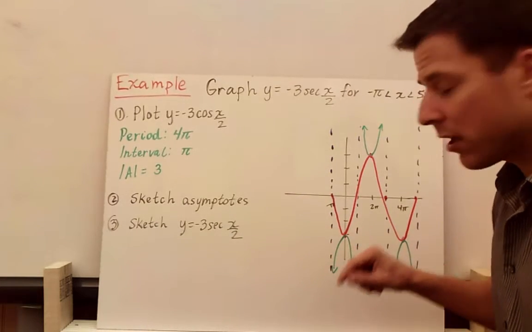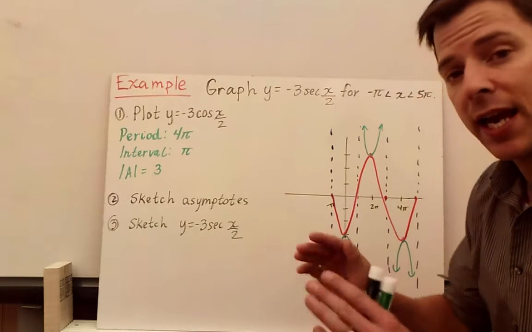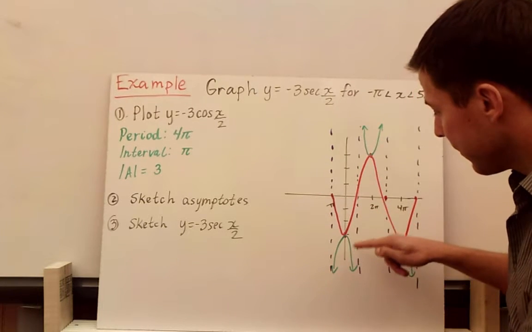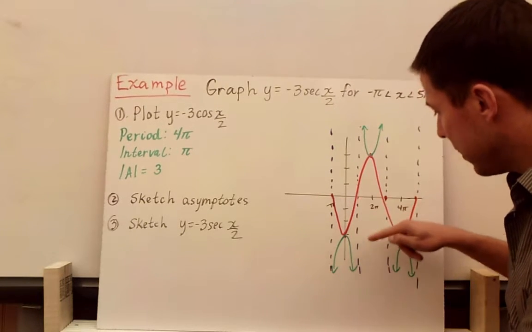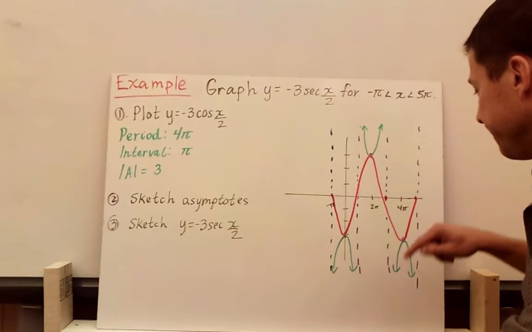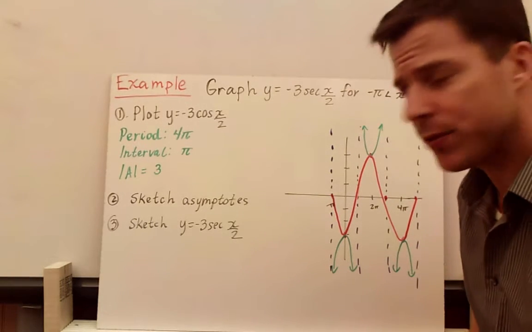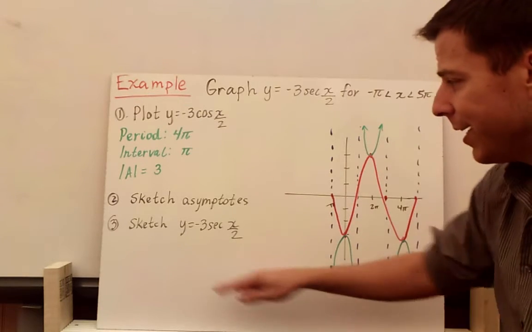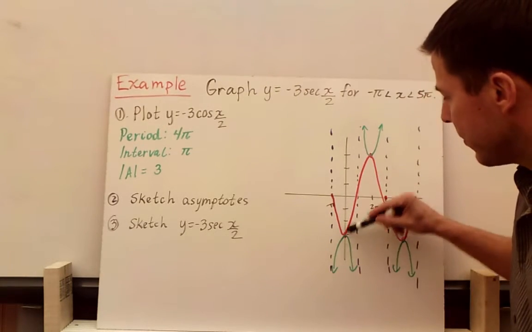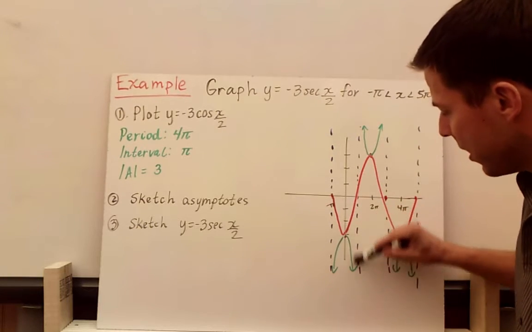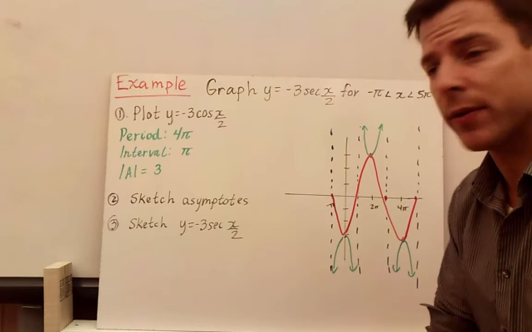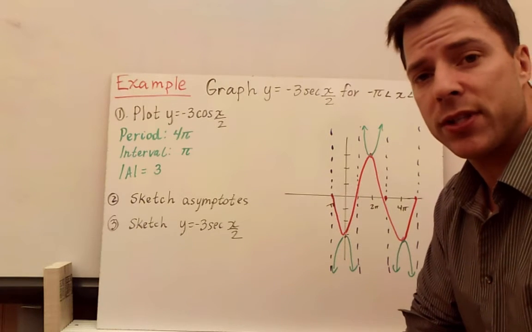So where the zeros are of my cosine graph are the asymptotes of my secant graph. So at negative pi, pi, 3 pi, and 5 pi are the asymptotes in this case because those are the zeros. I go ahead and mark them. Okay, and then I sketch that graph. I look at my minimums and my maximums and I make those parabolas following the asymptotes. So it's pretty straightforward. So that's graphing cosecant and secant.